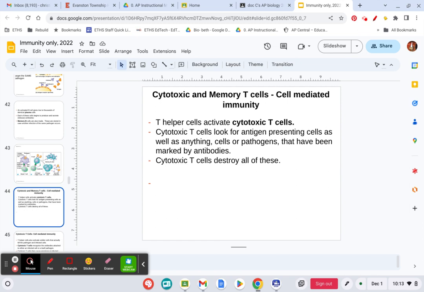Cytotoxic T cells are going to look for any antigen-presenting cells. So they're also going to look for macrophages that are saying, hey, look at me, I've got this really cool toy. And they're actually going to get destroyed by those cytotoxic T cells. And then the cytotoxic T cells will also look for any cells that are marked for destruction by the antibodies.